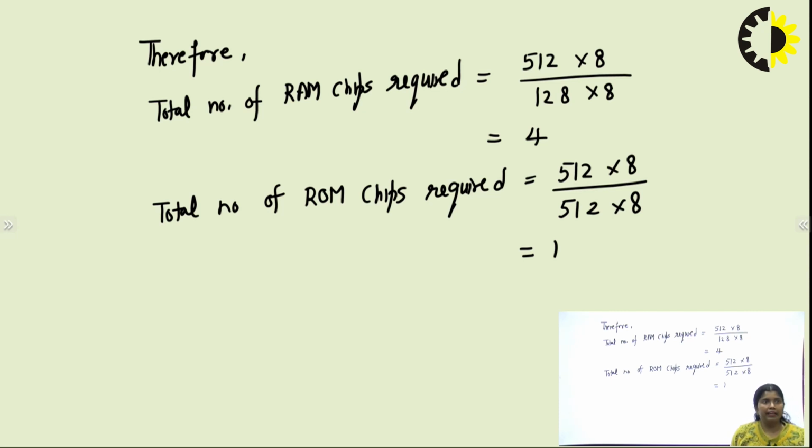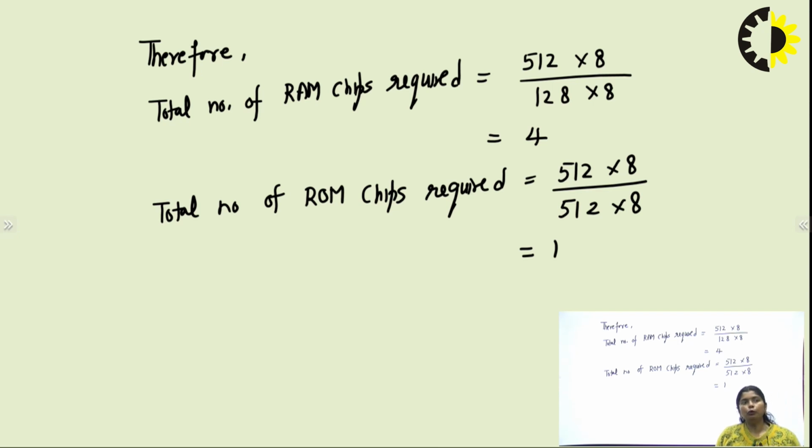So, we can say the total number of RAM chips required to design that particular complete memory is, for 512 cross 8, with a single chip capacity in the RAM of 128 cross 8. That's why 4 RAM chips are required.